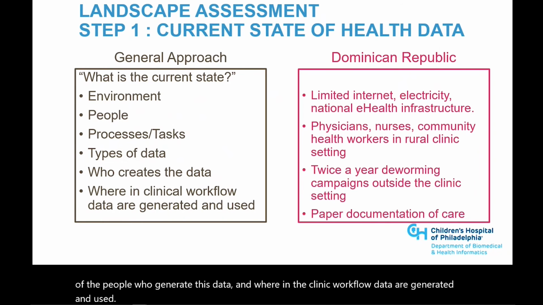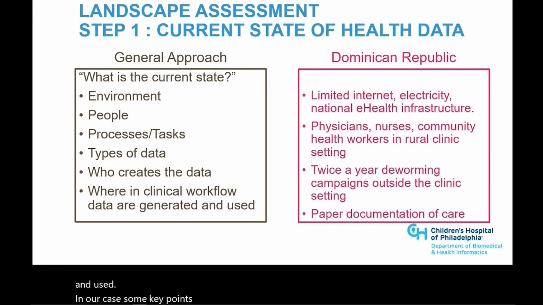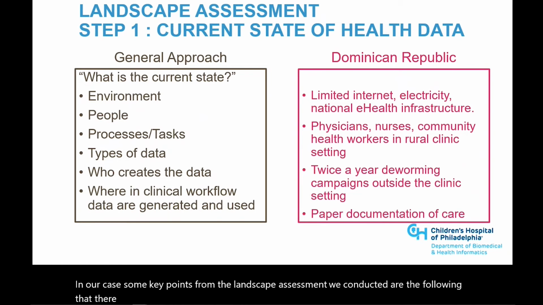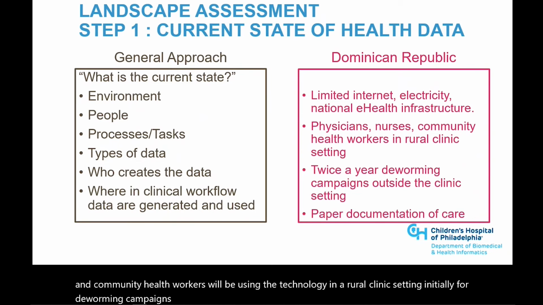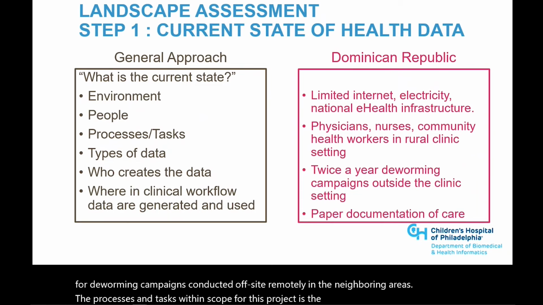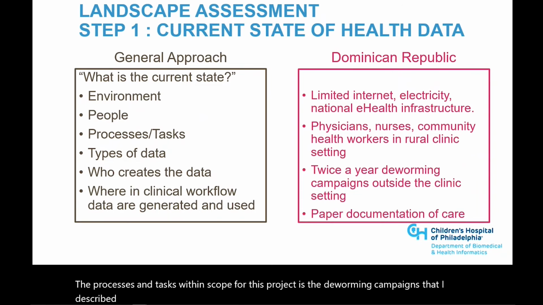In our case, some key points from the landscape assessment we conducted are the following: that there is limited internet, electricity, and national e-health infrastructure. Physicians, nurses, and community health workers will be using the technology in a rural clinic setting initially for deworming campaigns conducted off-site remotely in the neighboring areas. The processes and tasks within scope for this project is the deworming campaigns that I described earlier that occur twice a year outside the clinic setting, and the current state of data flow is the documentation of care I described earlier.